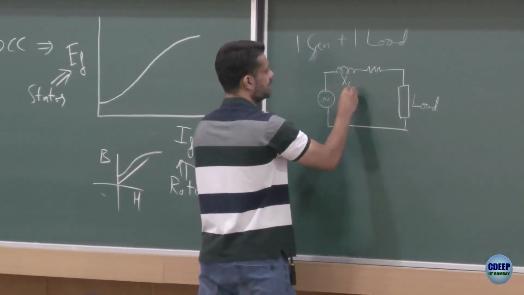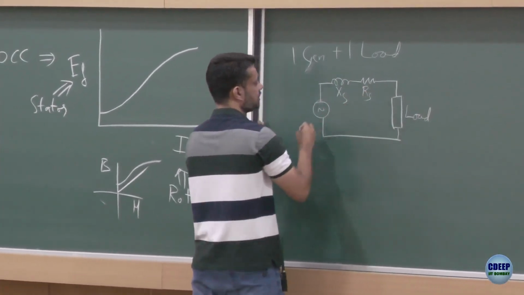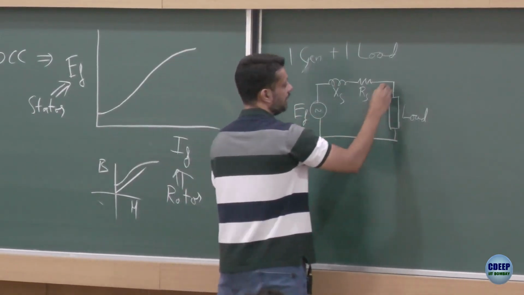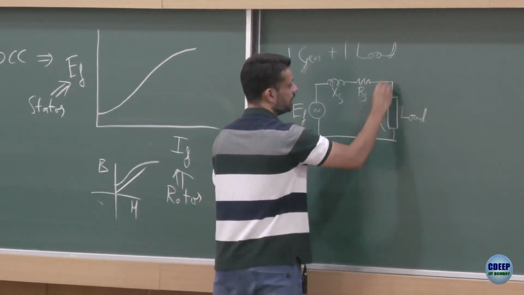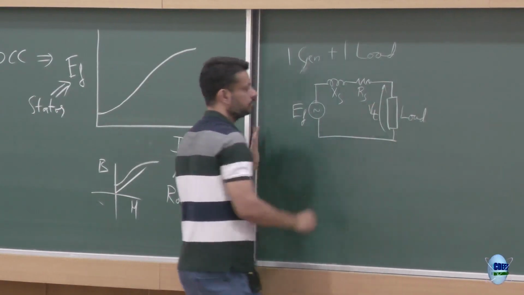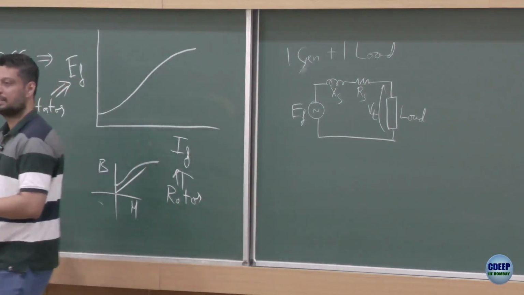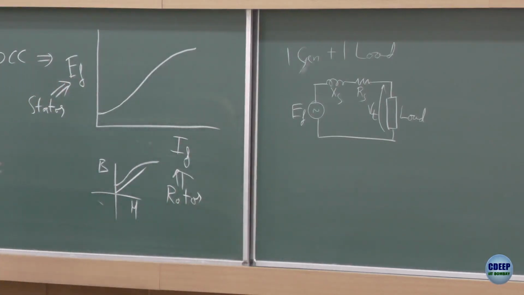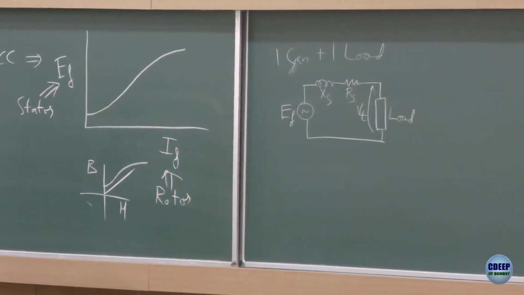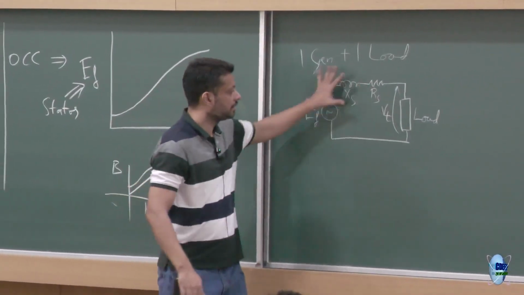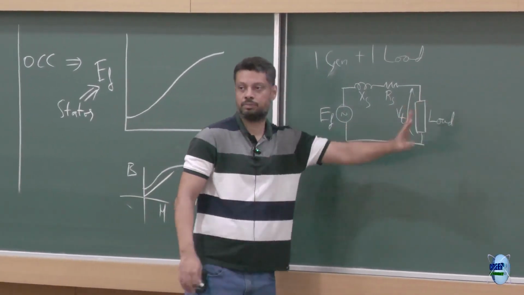This is XS, RS. What is this? This is EF. And this here is the terminal voltage, let's call it VT. This is how it would look if you have a diesel generator feeding a standalone load just by itself. It's not connected to the grid, it's not a part of the grid, it's only one generator connected to some load.